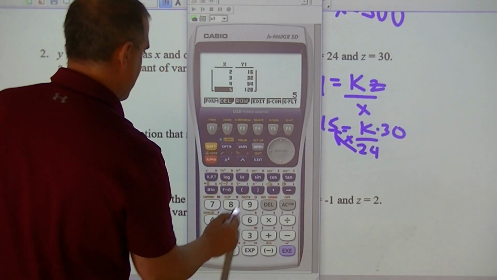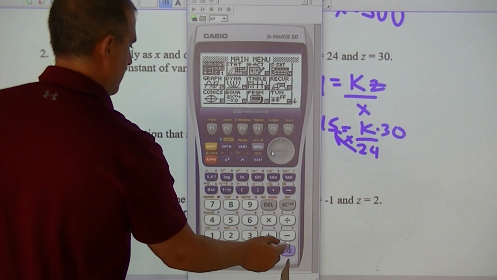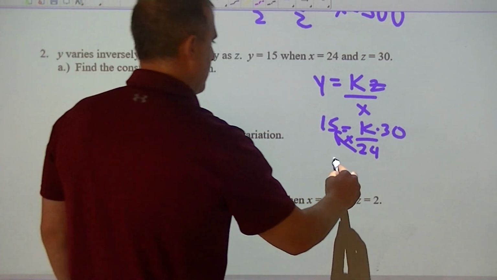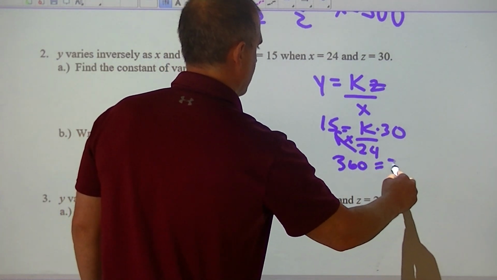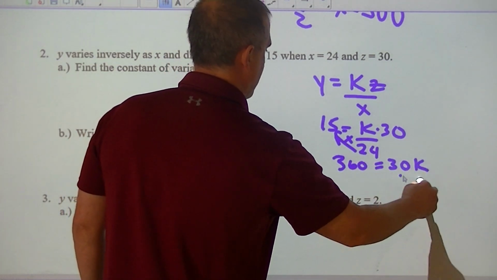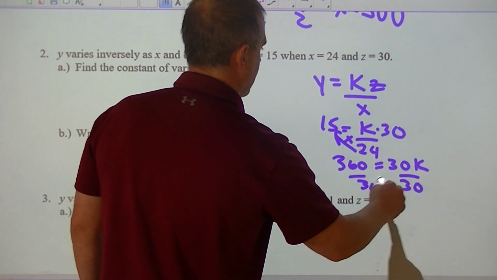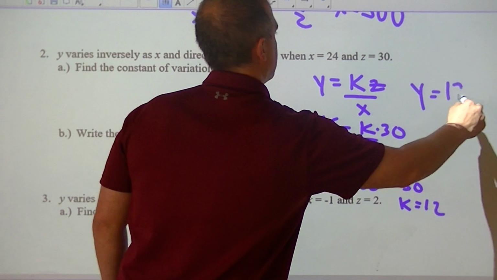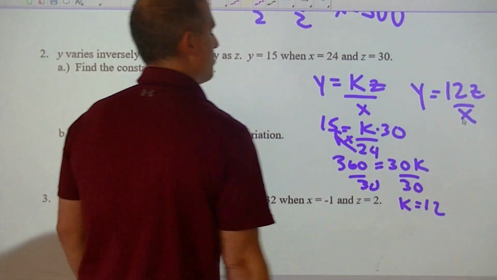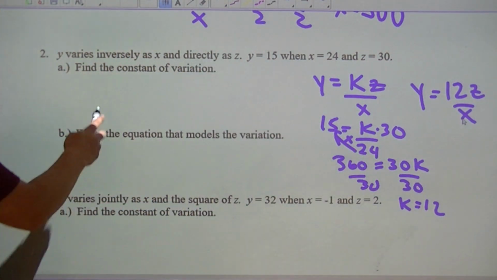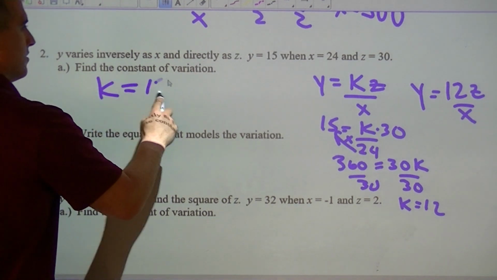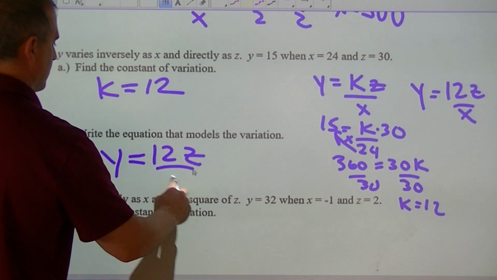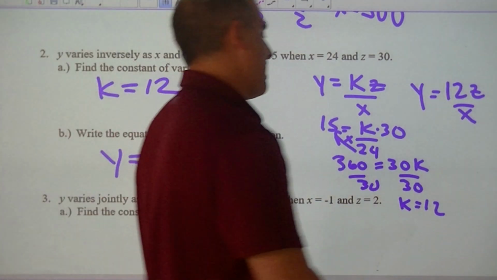15 times 24. That's 360 equals 30k. Divide by 30, I'm going to get k is 12. And then I'm going to rewrite my equation with the 12 in it. What's the constant? 12. What's the equation? 12z over x. Go through those steps, it's a lot easier.